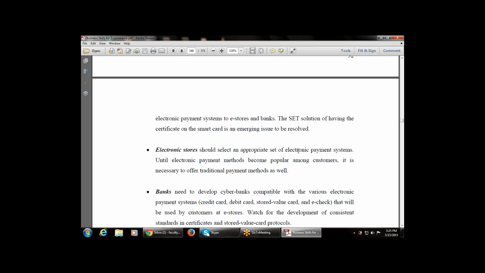The next one is banks, which need to develop cyber banks compatible with the various electronic payment systems. Banks have to be compatible with various e-payment systems like credit card, debit card, stored value card and e-check that will be used by customers at e-stores. So this is also a managerial role: the banks must be compatible with the e-payment system.